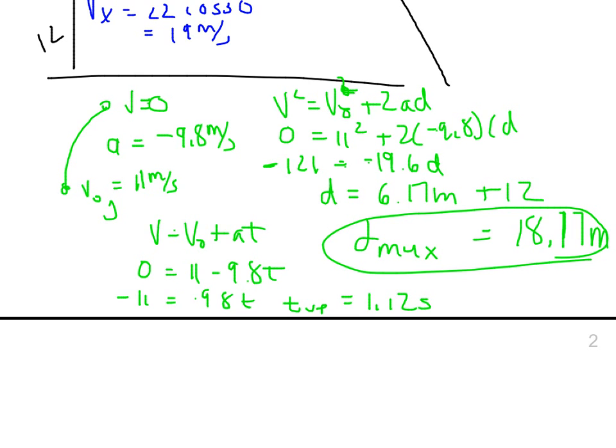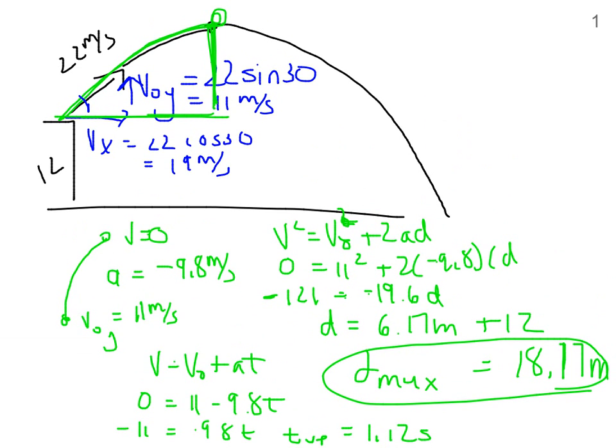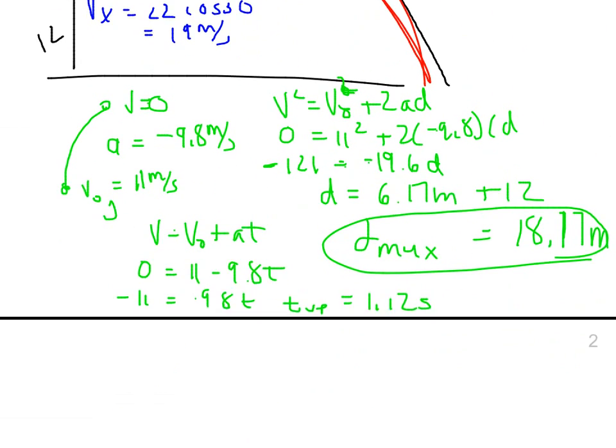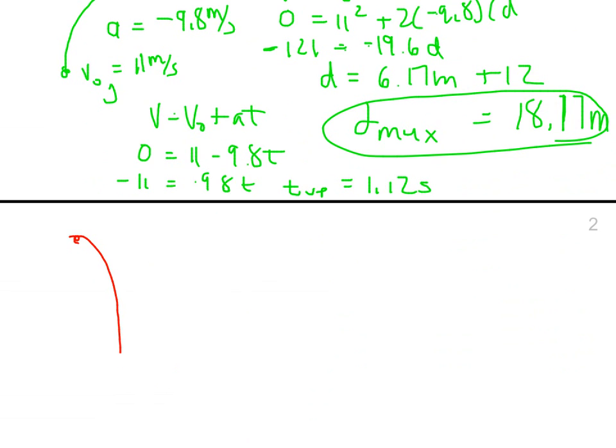Now it wants to know how long it's in the air total. In order to do that, I need to look at the time it takes to get back down. I'm going to do that in red. To do that, I am going to start from the top and go all the way back down. Starting from the top, I know that v naught is 0. I know that a is negative 9.8. And I just found that it's falling from its maximum height, so the distance it falls is going to be negative 18.17 meters. And I'm looking for t.